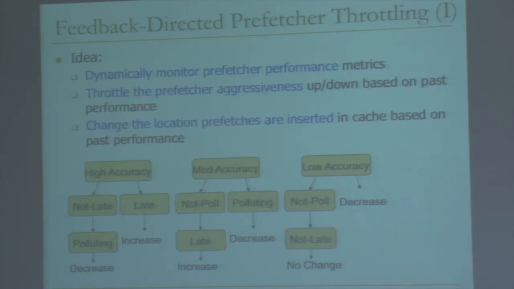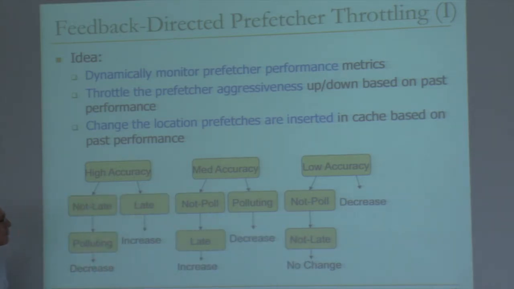And this is actually just one way of designing the prefetcher to be more adaptive. Again, for example, if you have low accuracy and the prefetcher is not polluting and not late, but it has low accuracy, you decrease the aggressiveness. Make sense?